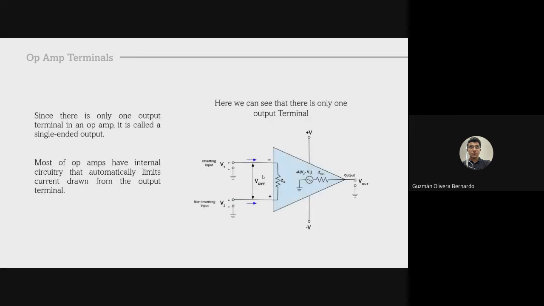The people who design and build operational amplifiers have done such an outstanding job that external components connected to the operational amplifier determine what the overall system will do. Since there is only one output terminal in an operational amplifier, it is called a single-ended output. Most operational amplifiers have internal circuitry that automatically limits current drawn from the output terminal. Here we can see that there is only one output terminal, so this is why it is called a single-ended output.